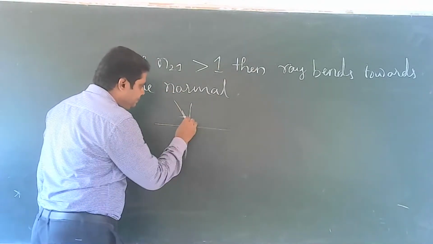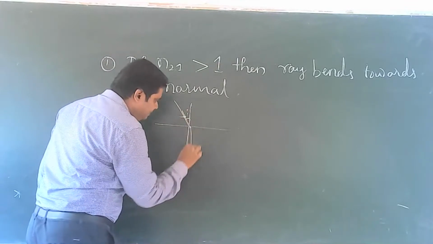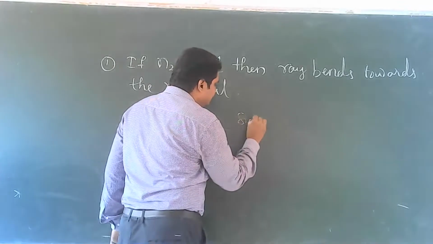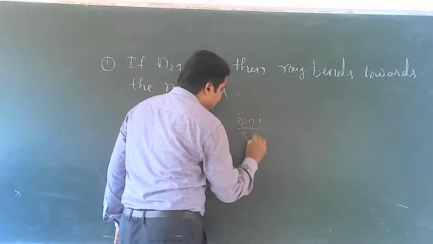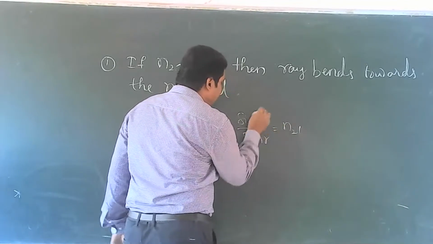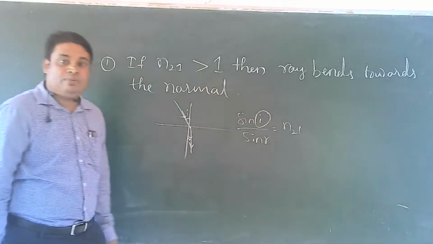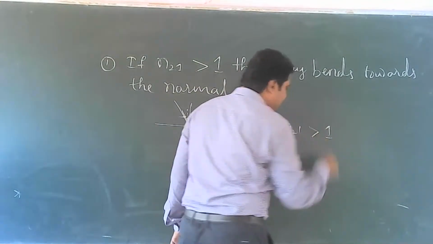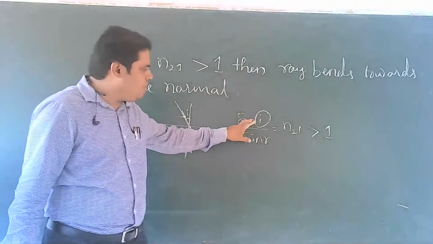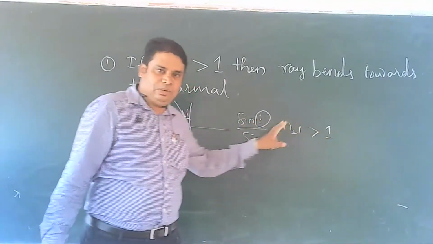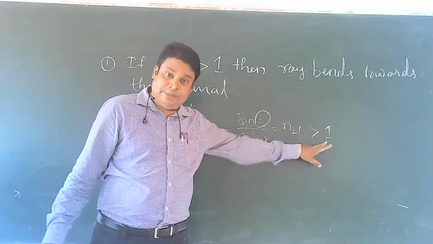This is the incident angle i, this is the refracted angle r. sin i by sin r is equal to n21. If the value of i is greater, then n21 will be greater than 1. Correct? If the value of i is greater, automatically n21 is greater than 1.